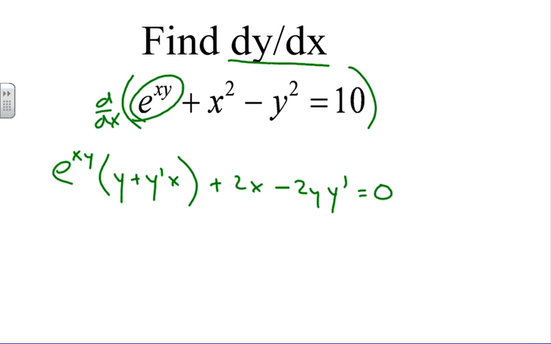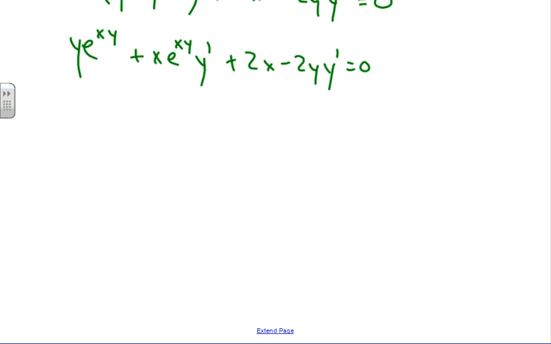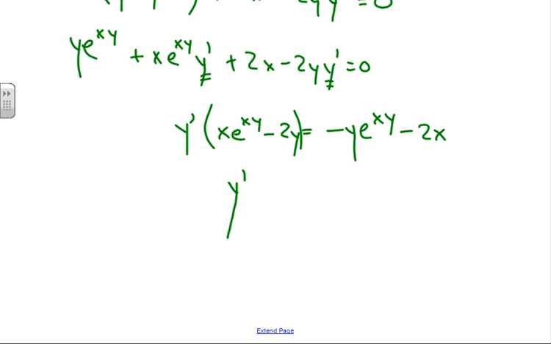All right. Now we get all the y primes by themselves. In order to do this, I'm going to factor the e to the xy through. So we have e to the xy times y, plus x times e to the xy times y prime, plus 2x minus 2y, y prime equals 0. Moving on a little farther, we are now going to get all the y primes on one side, so I'm going to subtract y e to the xy to the other side. I'll also subtract 2x. Over here, I'm going to factor out this y prime right away, and what I have is x e to the xy minus 2y. Then finally, y prime, or dy/dx, is going to equal negative y e to the xy minus 2x, all over the quantity x e to the xy minus 2y.